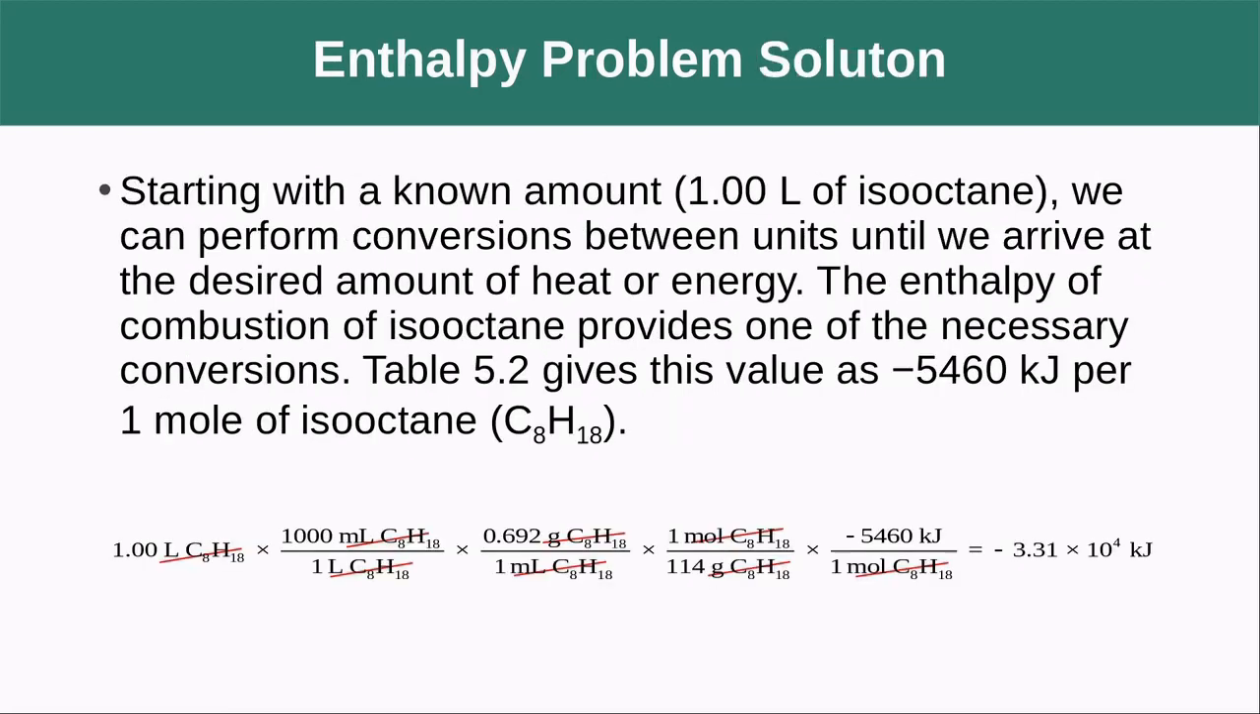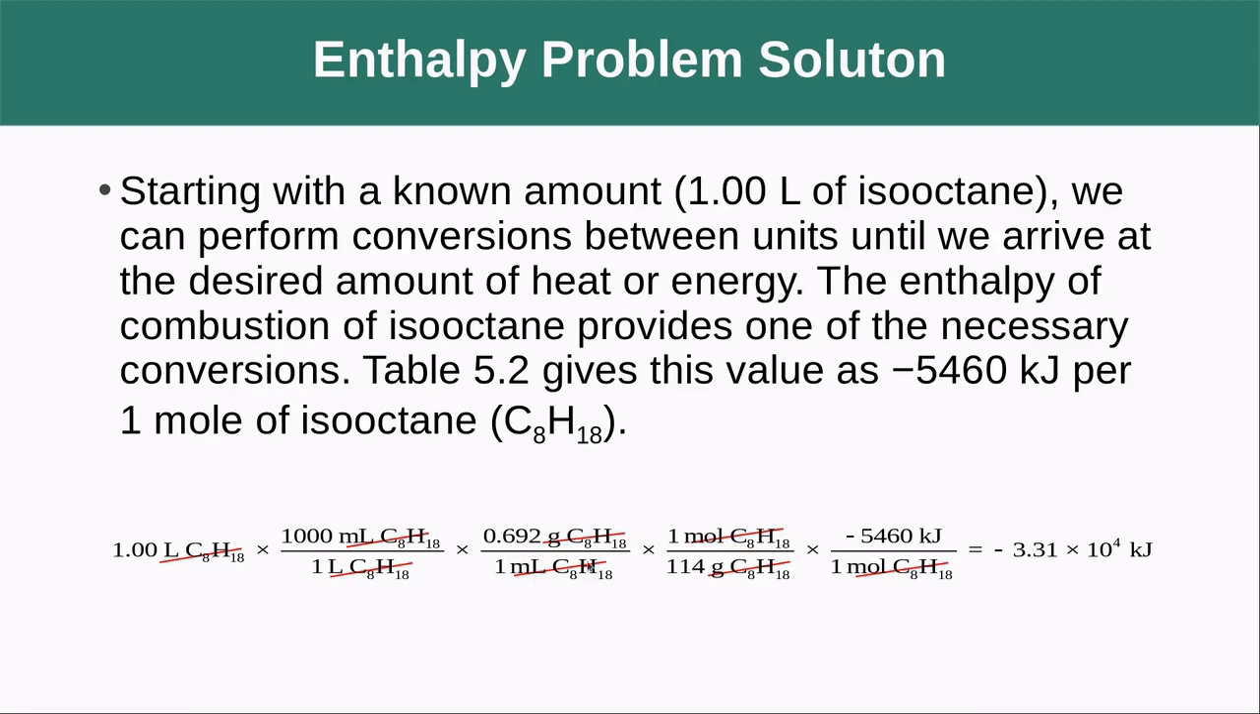So let's take a look at this. If we had a liter of isooctane, one of the first things we're going to need to know is how many moles that is. So we start off with that liter. We convert it into milliliters. So 1 liter is 1,000 milliliters, right? Now we need to go through the density to figure out how much mass that is. So we'll multiply it by 0.692 grams per milliliter.